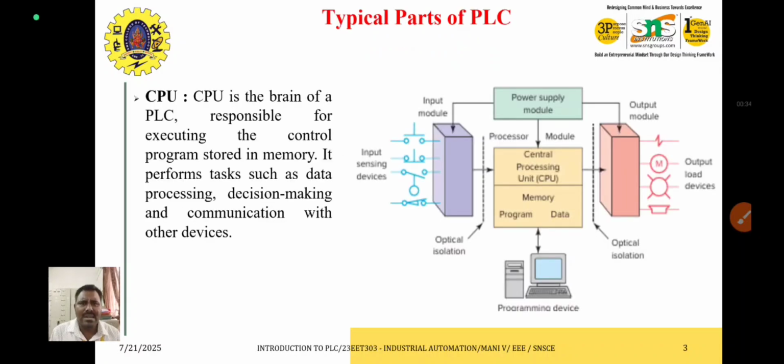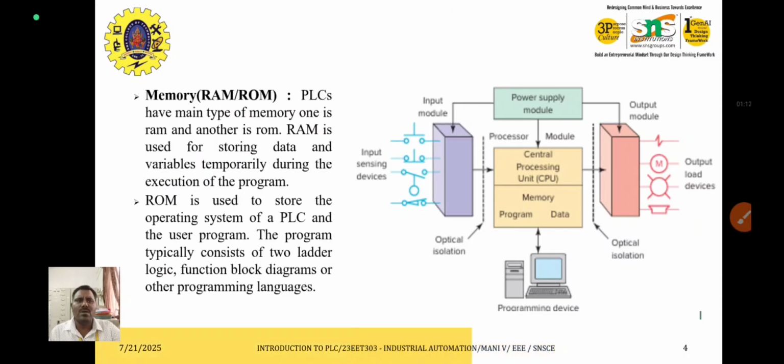So the first one, the Central Processing Unit, is called the CPU. The CPU is the brain of the Programmable Logic Controller. Its main purpose is to execute the program stored in the memory section and perform the tasks given in a programming language, so that it can make decisions, and the decisions can be communicated to the other modules with the help of some communication devices.